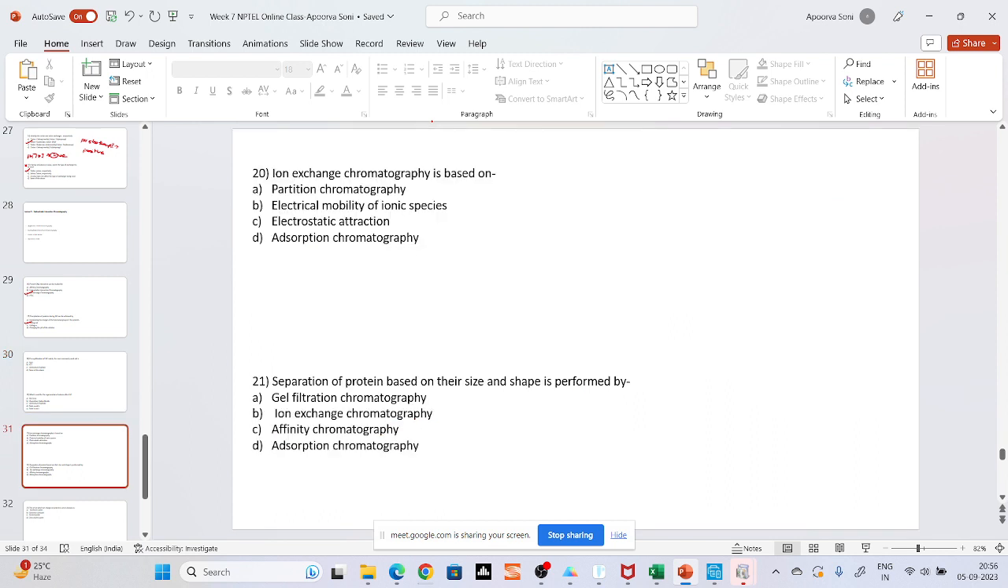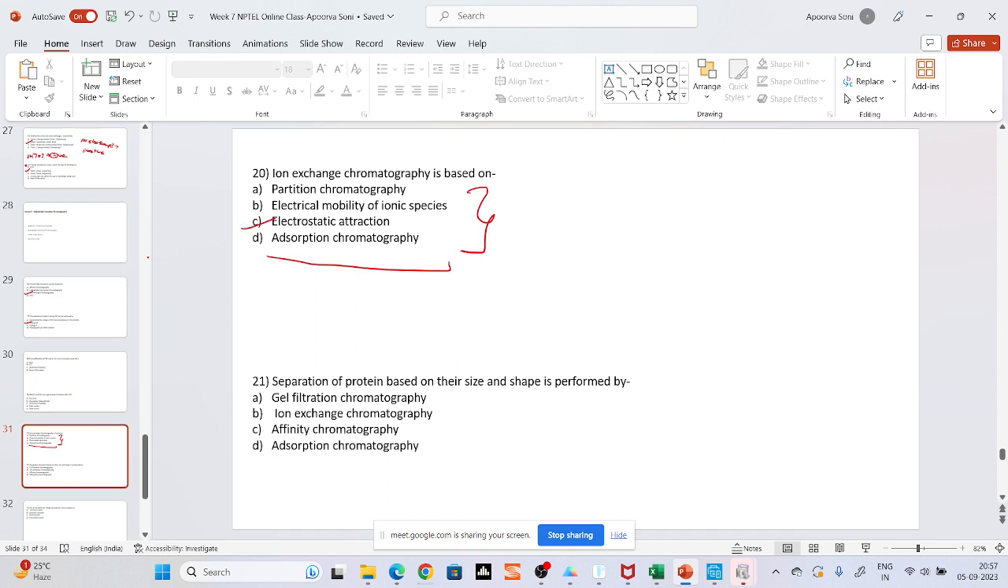So the answer is both A and B. Fine. Next question is, ion exchange chromatography is based on partition chromatography, electrical mobility of ionic species, electrostatic interaction, adsorption chromatography. Ion exchange chromatography is based on adsorption chromatography. That can also be correct. But amongst these, what do you think is the most appropriate answer? Ion exchange chromatography is based on adsorption chromatography only. But if we narrow it down more specifically, it is based on electrostatic attraction, so C.